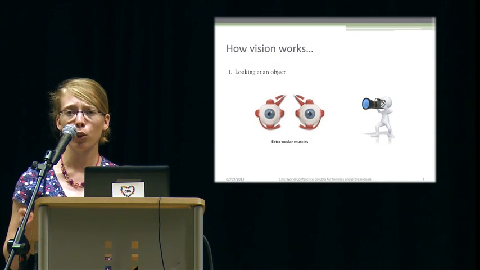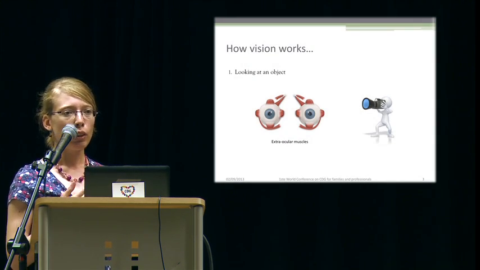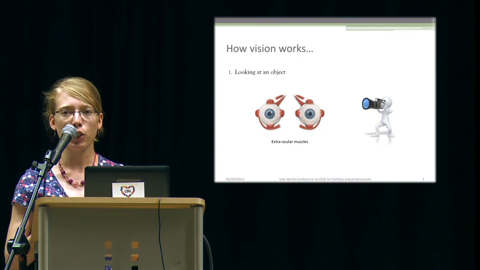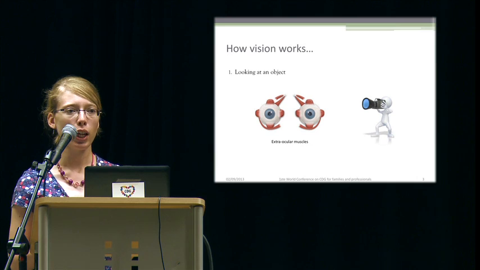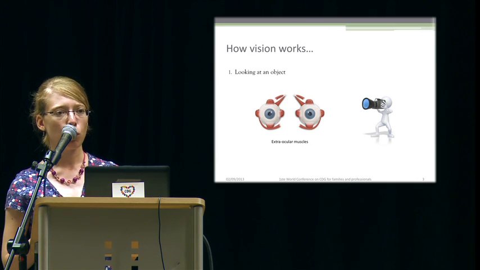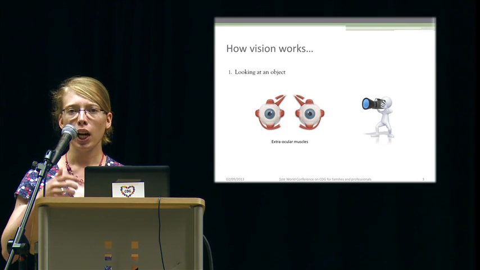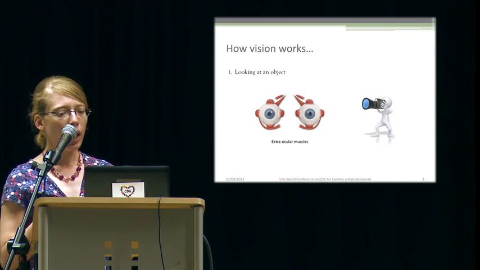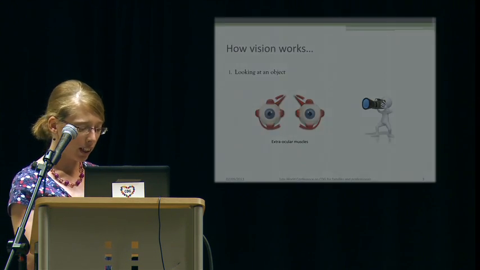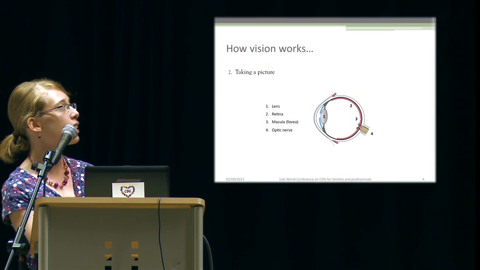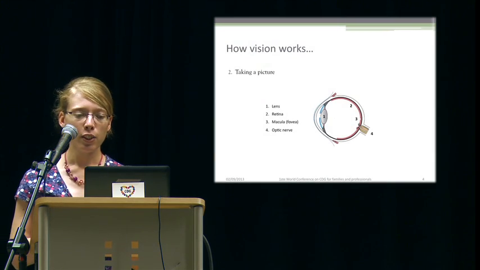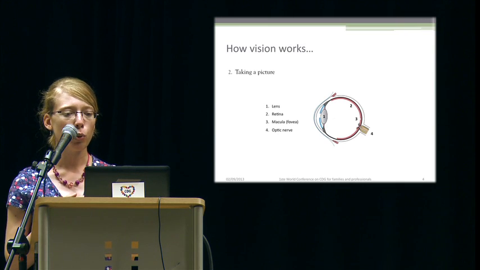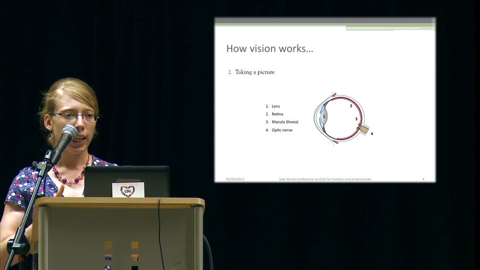And actually, that is quite simple, because looking at an object is somewhat similar to taking a picture of an object with your photo camera. So the first thing we want to do is to point our camera towards the object. And to do so, the muscles surrounding the eye need to work together in an extremely coordinated way to look at an object.